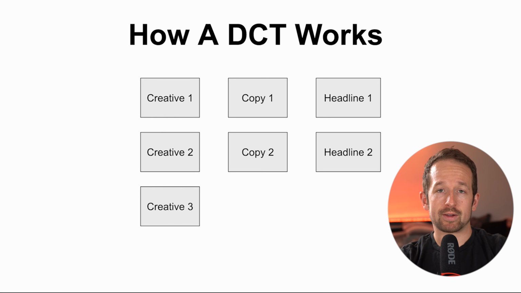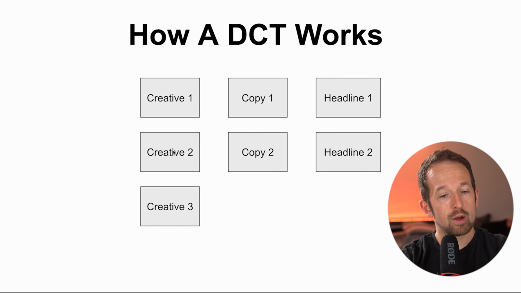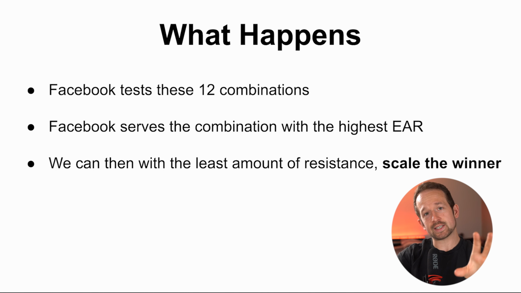With this dynamic creative test, we're going to be taking 3 creatives, 2 of these copies, 2 headlines, and that's going to create 12 ads. Why 12 ads? Well, 3 times 2 is going to be 6, times your 2 is going to be 12. What happens is Facebook is going to take these 12 combinations and feed it to your audience. Facebook serves this and tests it against people and then finds out which one has the best estimated action rate.